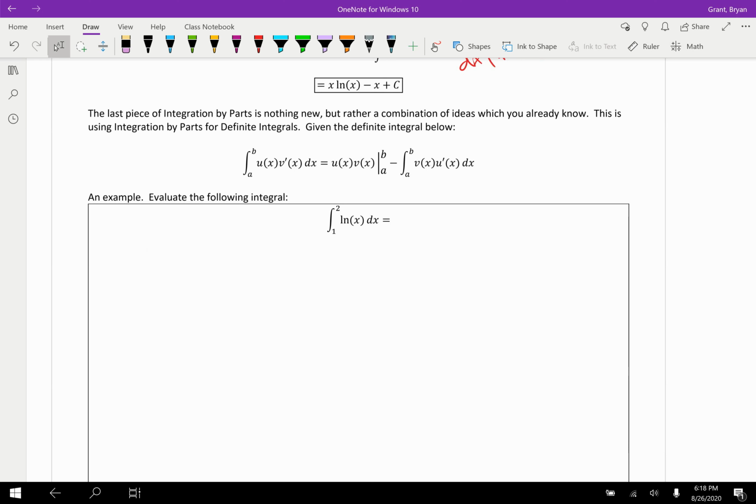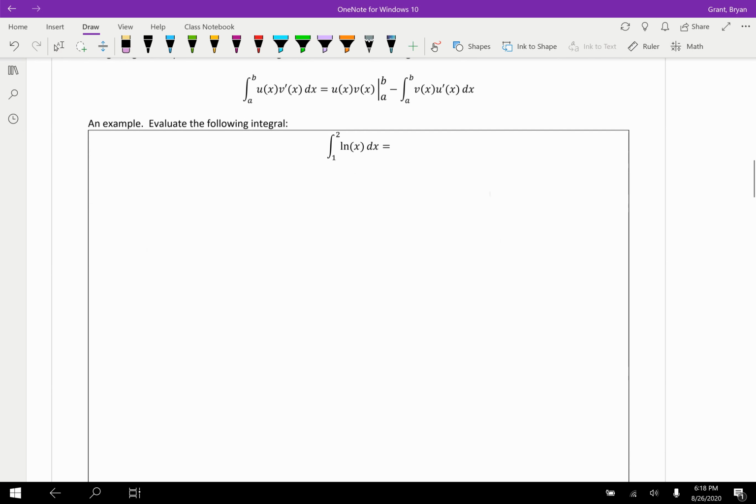With our definite integral, it's going to be very similar, but when you do the antiderivative, you actually need to remember to plug in the endpoints to uv. And then, of course, when you do the antiderivative over here, you'll also have to do that fundamental theorem of calculus and evaluate at the endpoints. So let's do a very similar problem to the example up above.